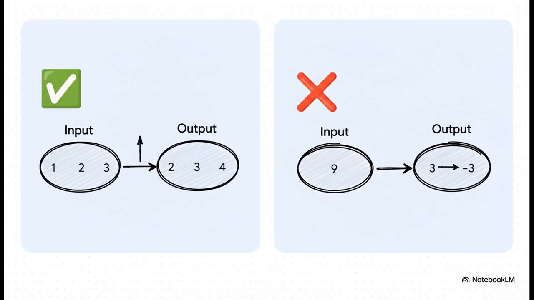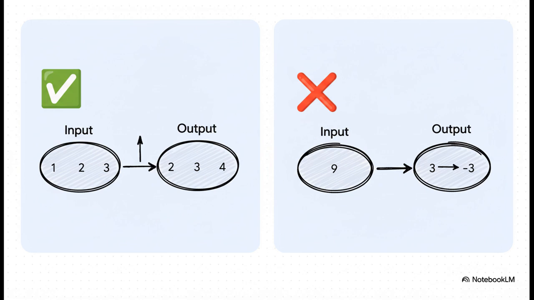This image just nails the difference. Over on the left, that's a function. See how each input 1, 2, 3 points to exactly one output? Clean and simple. But on the right, that is not a function. Because if our rule is the square root of, the input 9 points to 2 different outputs, 3 and -3. And that totally breaks our one and only one rule.